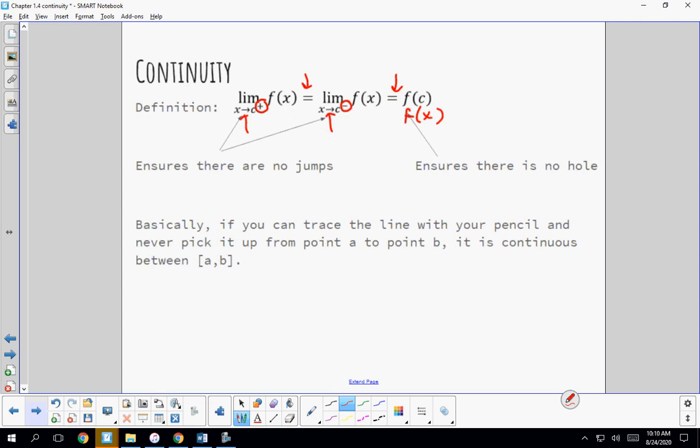If we have a piecewise function, that will create a jump. That means these two will not be equal. If we have a hole, as we did in our previous picture, then it will not equal the function value. Again, if you can trace it everywhere, then it's always continuous. Whenever you have to pick it up, that's a place where it's not continuous. We call that discontinuous.